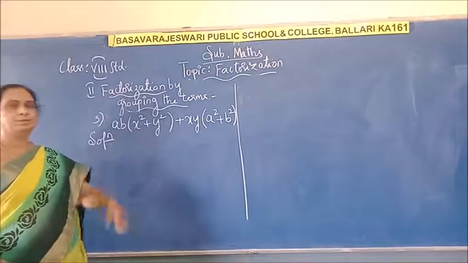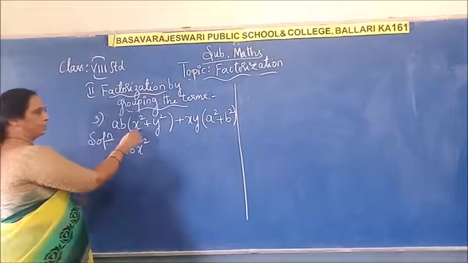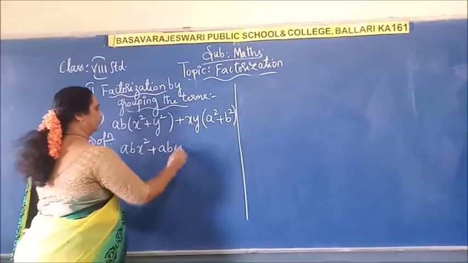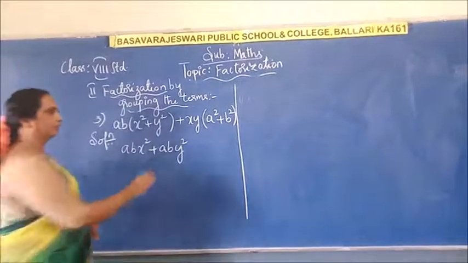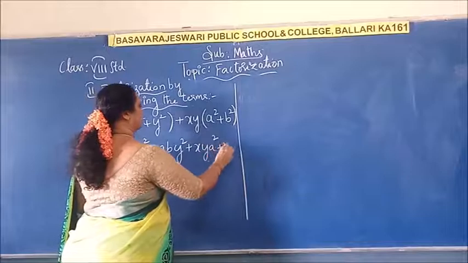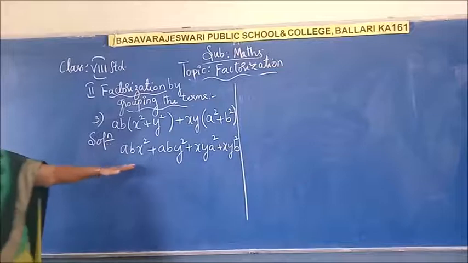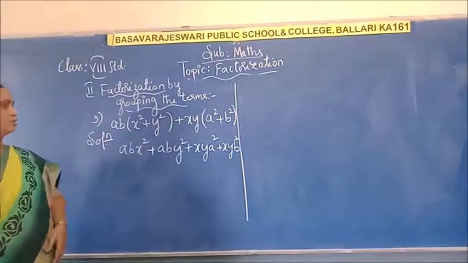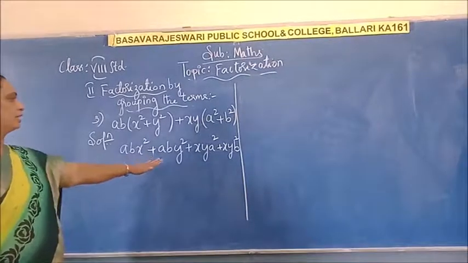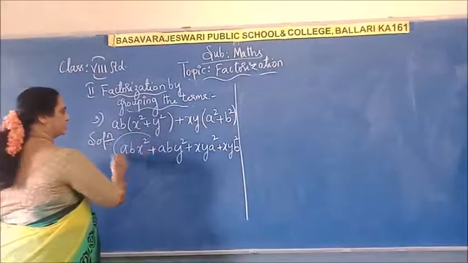So first open the brackets and find the product AB into x square. AB into x square is ABx square plus AB into y square, plus xy a square plus xy b square. I have opened the brackets and written it in a single expression here. Now group the terms in such a way so that you can take out the common factor. So group these two terms first.